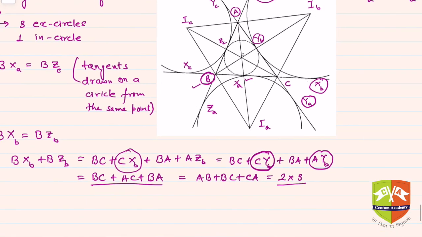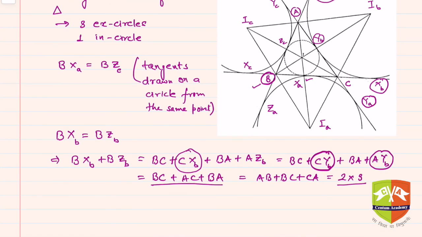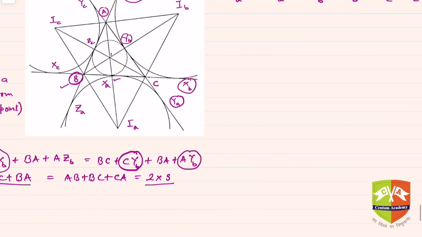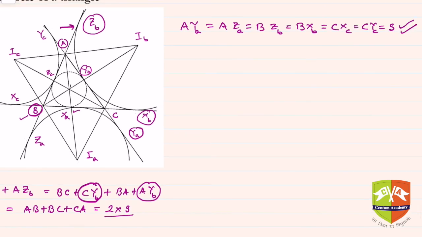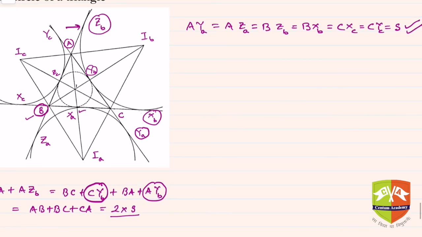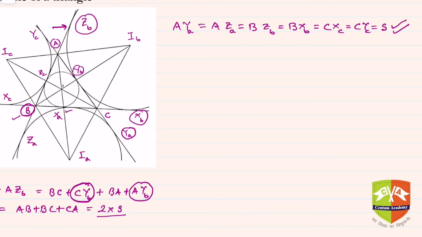Why? Because BXB plus BZB was 2S, and we knew that BXB is equal to BZB, then you can say BXB into 2 is equal to 2S. This implies BXB is equal to BZB is equal to S. And likewise, all the other pairs of external tangents will also be equal, so you will get this result. So remember this: all the tangents are equal to the semi-perimeter, right?